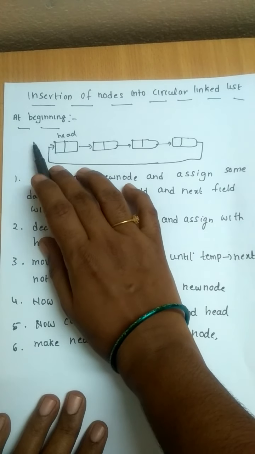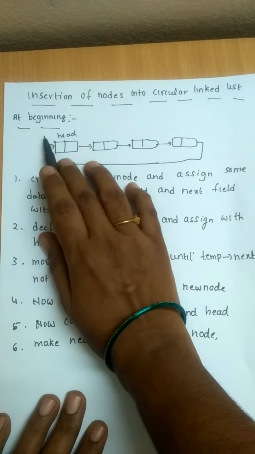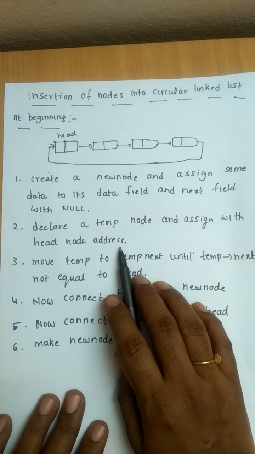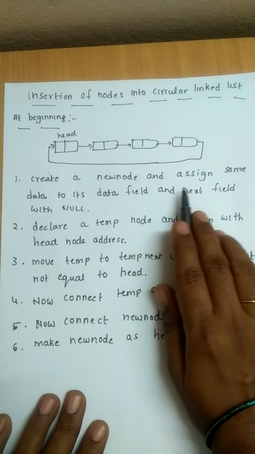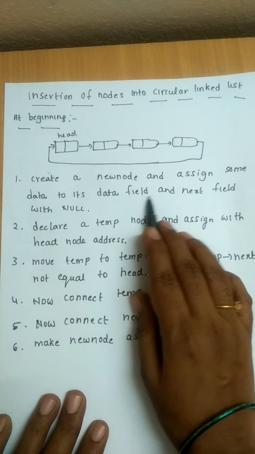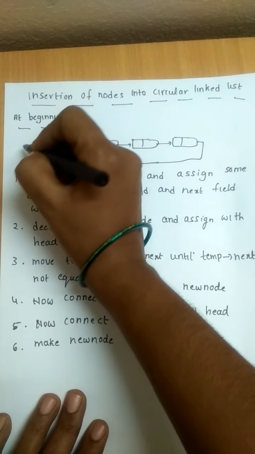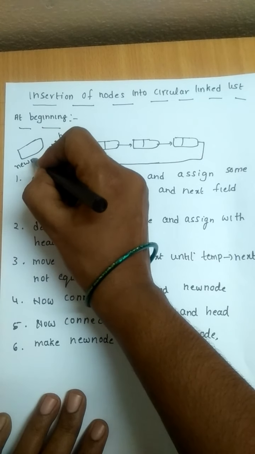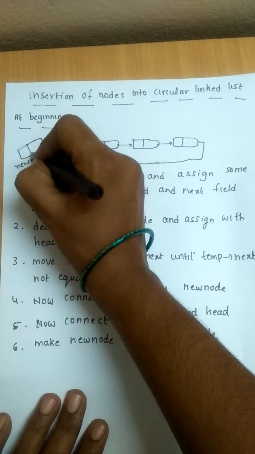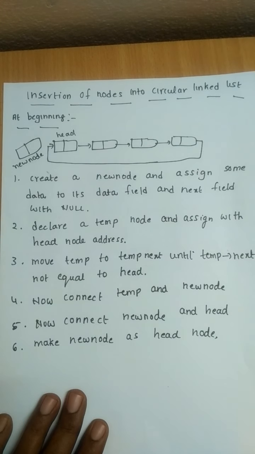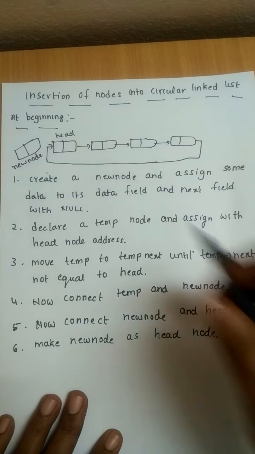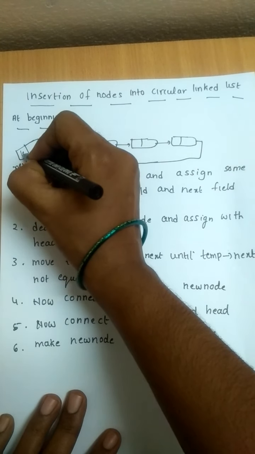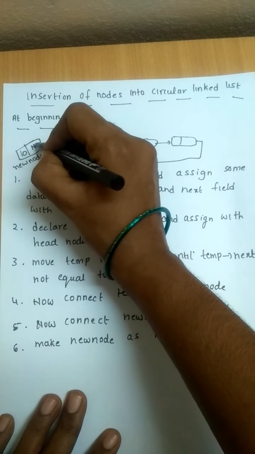Now we'll see the algorithm to insert the new node at the beginning of the circular linked list. What is the first step? Create a new node and assign some data to its data field and next field with null. That means create a new node. This is the new node. Every node contains two parts: one is the data part and another one is the address part. So create that new node, insert data into the data field, and fill the next field with null.